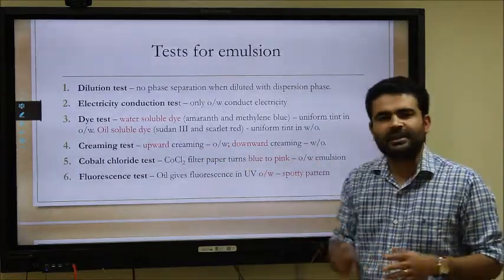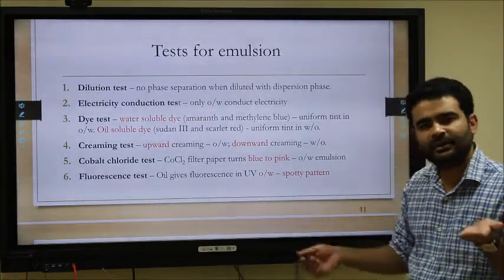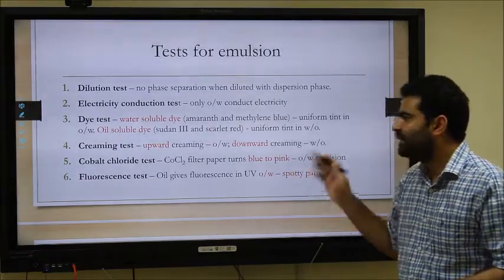Next is the creaming test. As we previously discussed, if the emulsion shows upward creaming, it is oil in water type emulsion. If downward creaming occurs, it is water in oil type emulsion.